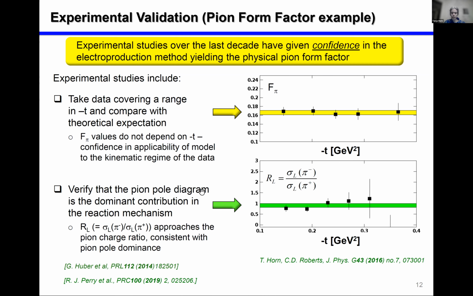Another point was the pion pole diagram. We can check this by taking the ratio of the longitudinal cross-sections for both pi minus and pi plus production. So in reality, you're looking at the amplitudes essentially. There's a prediction that it should come out at unity if the background processes are negligible, in other words, if the pion pole diagram is dominant. And as you see here, the data over the last decade show that they are. So we are confident that the method we are using is valid, and that we actually do extract the physical pion form factor.